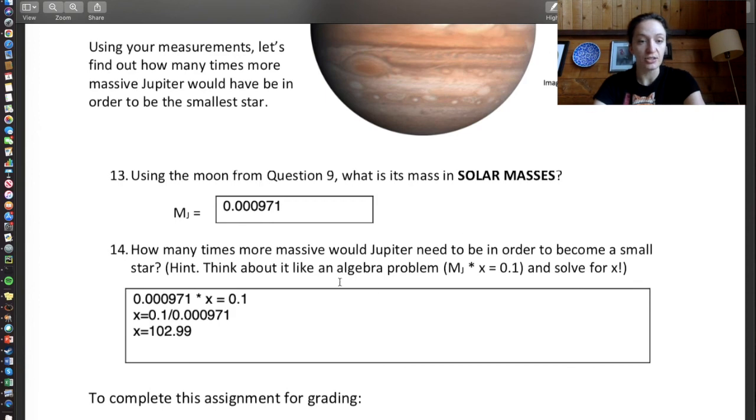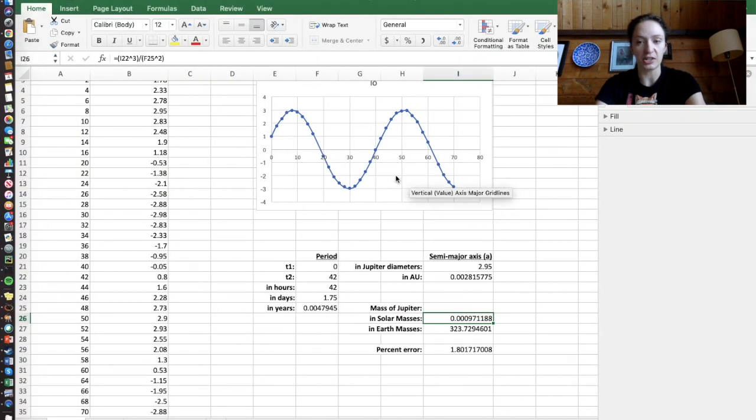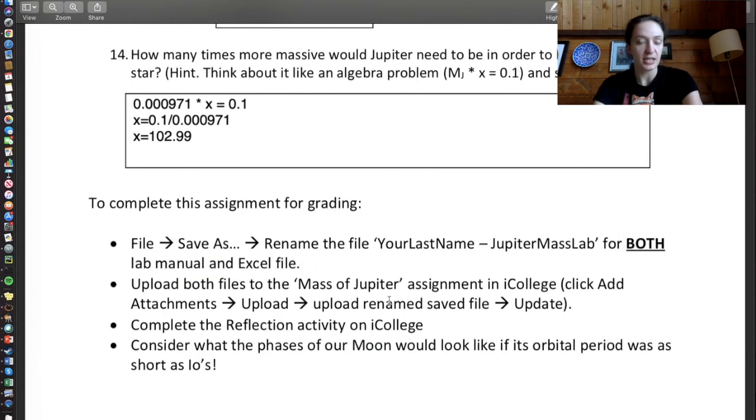So with that, you're done. So rename your file. Remember to submit both this lab document and your Excel file with all of your plots and all of your calculations. Remember to submit this too. And submit those to iCollege. And we will grade them. I look forward to seeing your results. Sometimes we get pretty interesting results with these calculations. Please remember to be careful about your parentheses and your exponents, and I will see you guys next time.